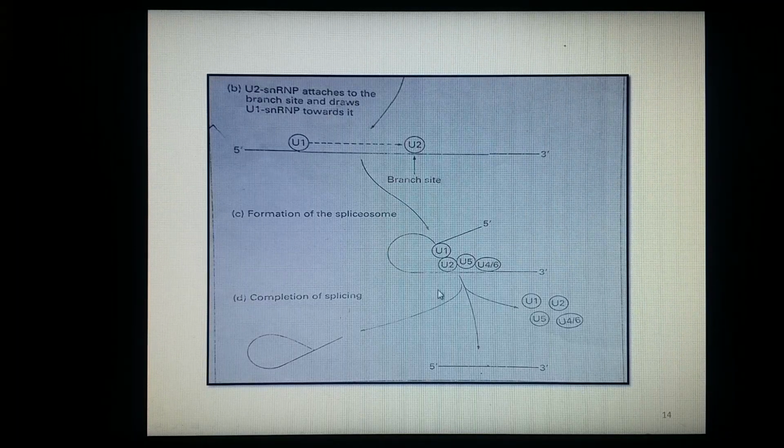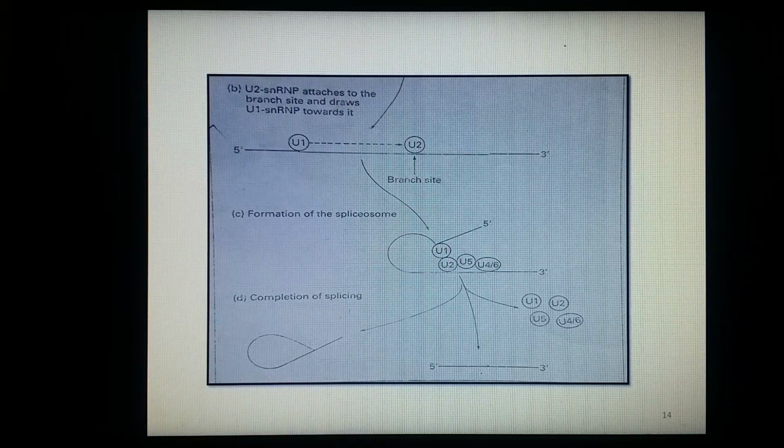And here the cutting and the ligating will take place, and after this whole process which takes place inside the spliceosome, all these snRNAs components will be released, and the two ends will be joined, meaning the two exons will be joined, and the intron is spliced. This was the entire process of intron splicing.